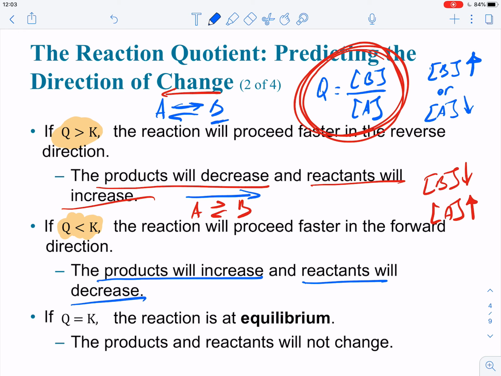It's the opposite, okay? Q larger than K, you're favoring the reactants. Q less than K, you're favoring the products.